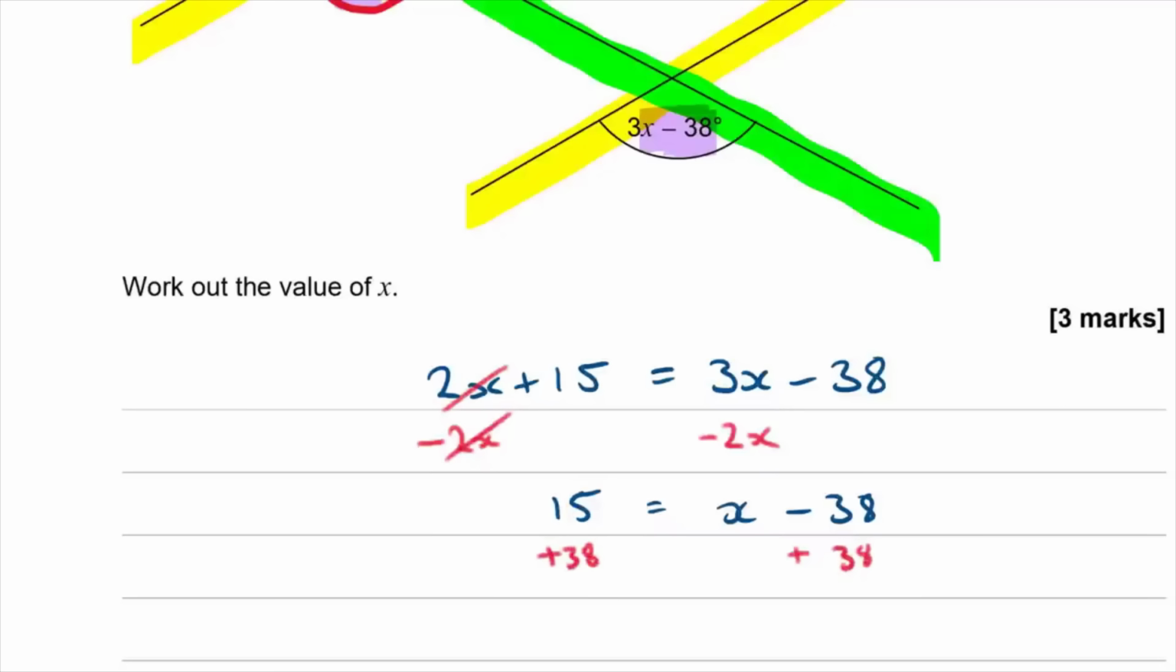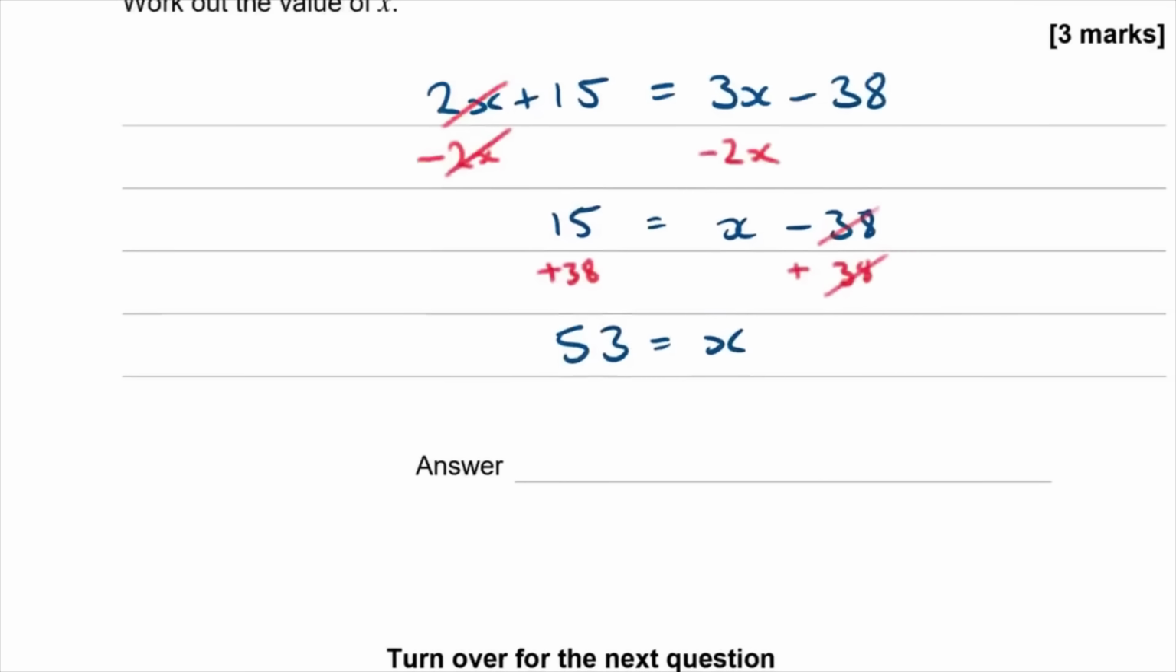Okay, now all I need to do is add 38 to both sides. You'll see that minus 38 plus 38 are going to cancel each other out, leaving you with x on the right, and on the left 15 plus 38, that's 38, 48, 53, isn't it? That tells me that x is equal to 53.